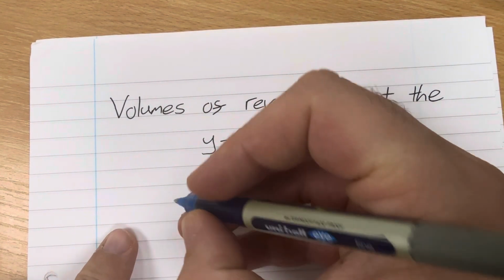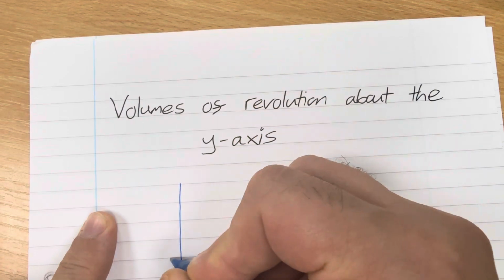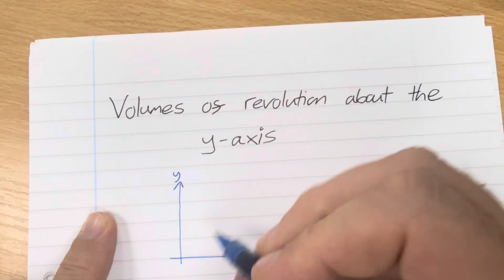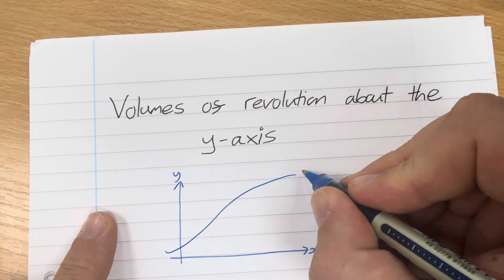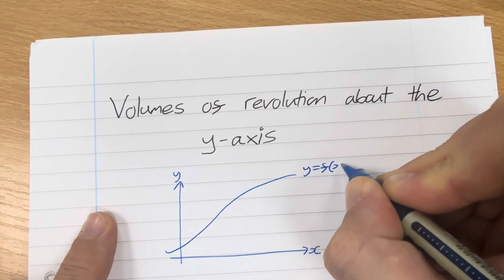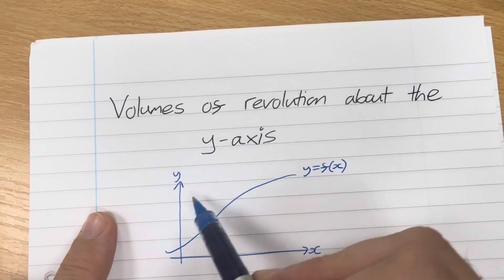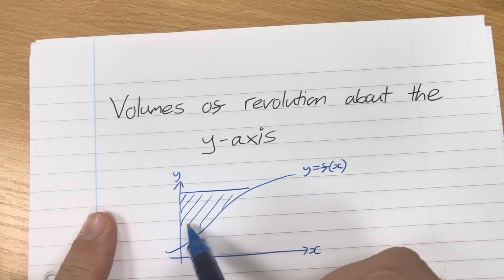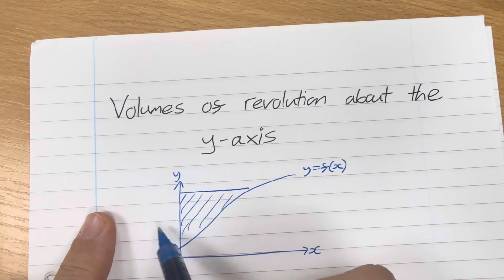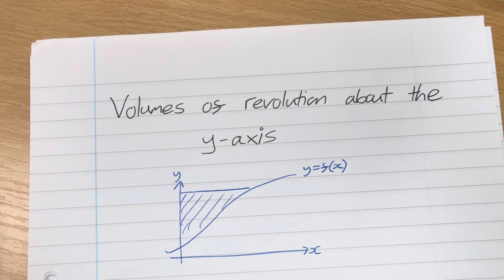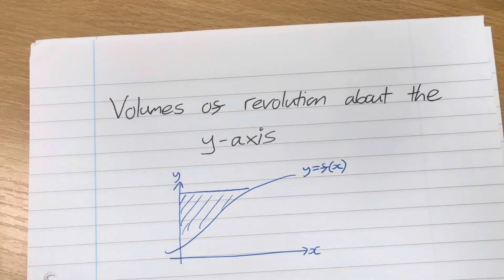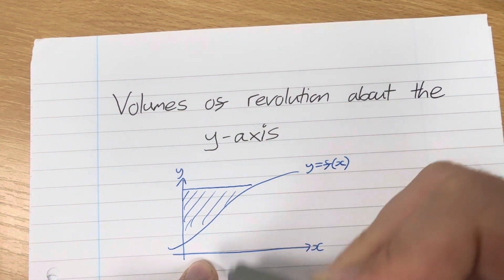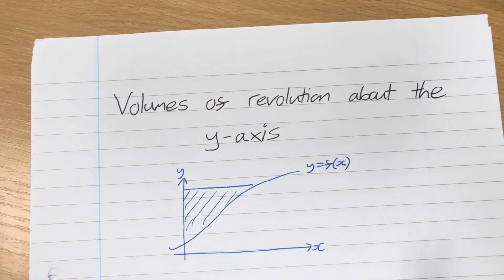So, let's say we've got an xy plane. We've got some kind of function, y equals f of x. And what we're going to do is take some area between the curve and the y-axis, and rotate that around the y-axis to create a volume of revolution. In our previous video, we took an area under the curve and rotated that around the x-axis, and I derived that formula in a bit more detail.